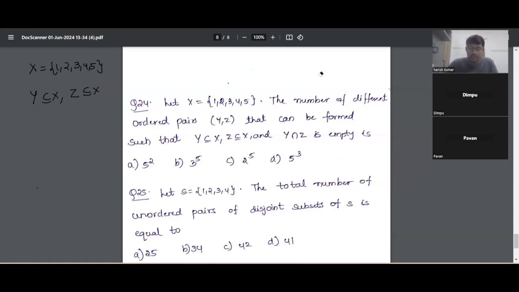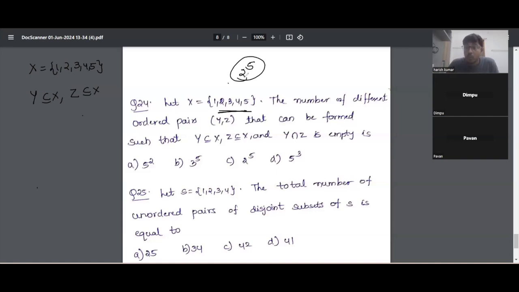Okay. So basically, first let's see how many subsets of X we can form. There are how many elements? 5 elements. So how many subsets can we form? We can form 2 to the power 5 subsets, right? We know this, right? We can form 2 to the power 5 subsets.